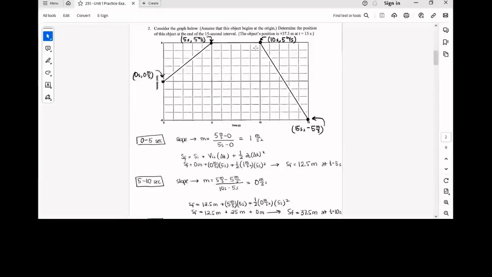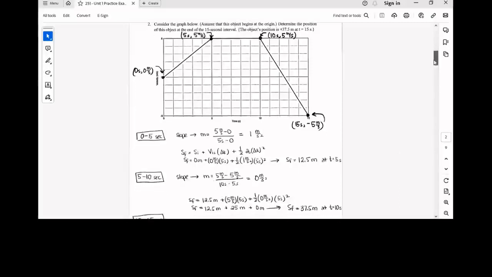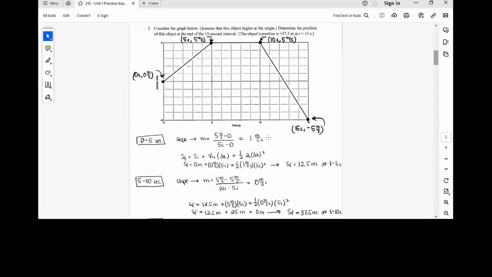Next, I can look at the second section between 5 and 10 seconds. The slope there is 0 meters per second squared, so that means that the velocity of this object is just going to be constant over that 5-second interval.